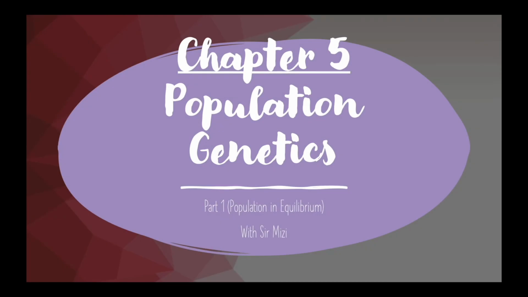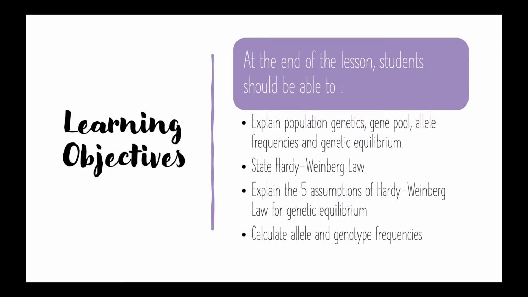Hi guys! In this video, we will discuss Chapter 5, Population Genetics, Part 1, where the population is in equilibrium. These are the learning objectives that you need to achieve at the end of the lesson. At the end of the lesson, students should be able to explain population genetics, gene pool, allele frequencies, and genetic equilibrium. The students should also be able to state Hardy-Weinberg law, explain the 5 assumptions of Hardy-Weinberg law for genetic equilibrium, and calculate allele and genotype frequencies.